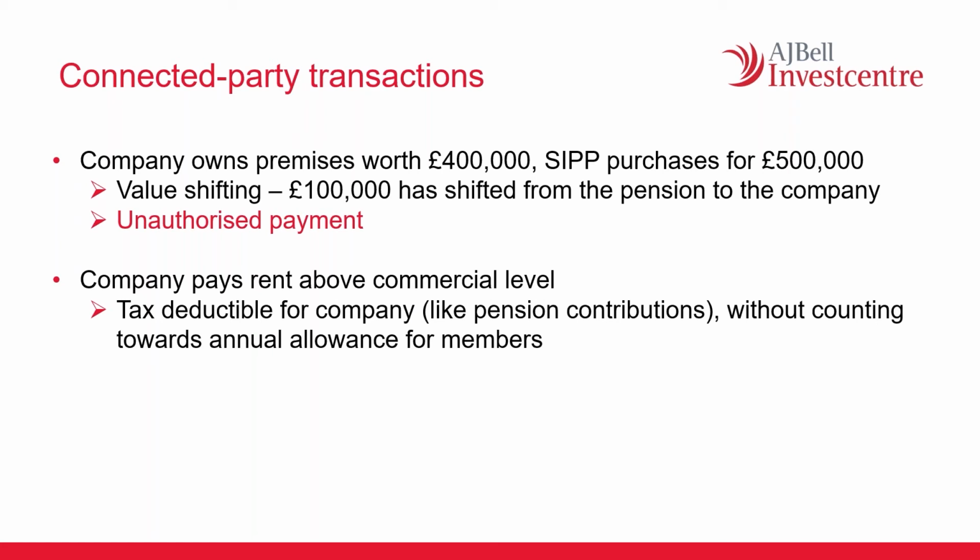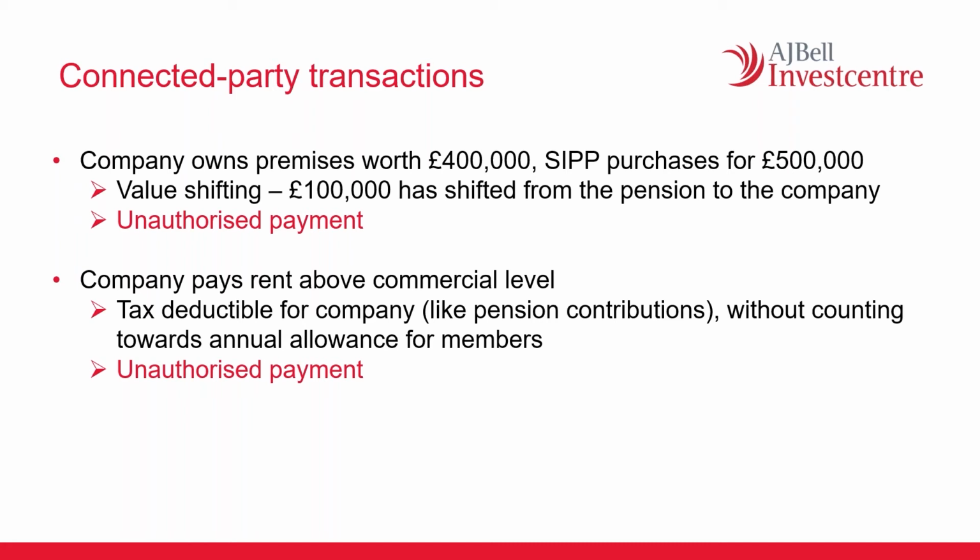From the company's point of view, the rent going in is tax deductible. Like pension contributions are also tax deductible. But it doesn't count towards the annual allowance for the members, and it doesn't bring protection for the members. So that can also be an unauthorised payment as well, because obviously if the company is claiming it, it's not at a commercial level, then there's issues with that as well. So that doesn't work either.